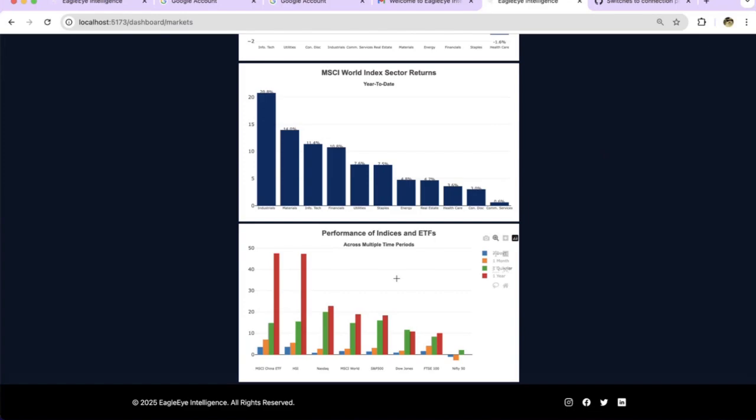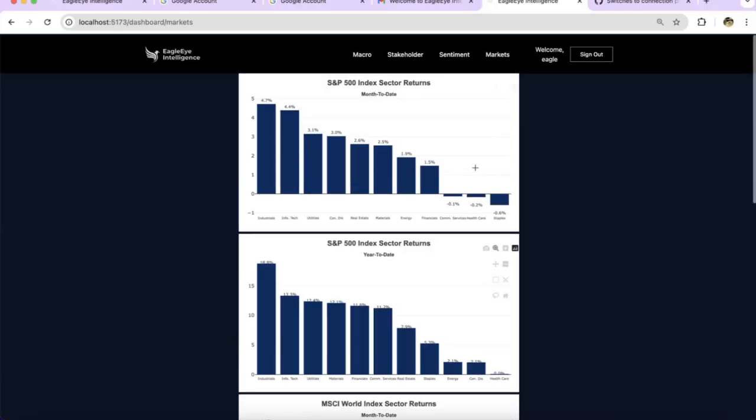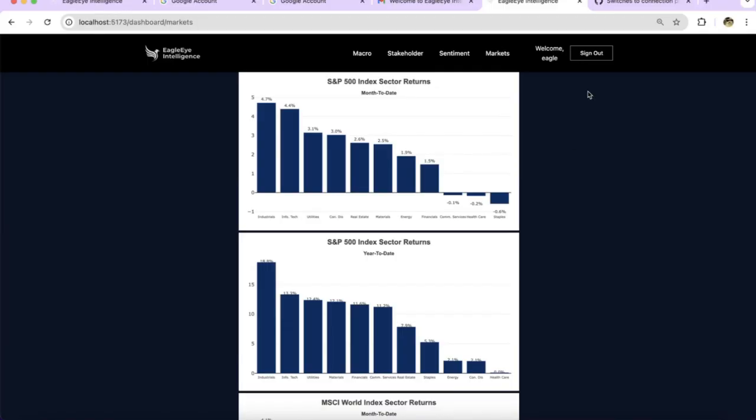Okay, then the next one, we look at different indices like your MSCI China ETF, your Hang Seng Index, which is the Hong Kong Stock Exchange, and then your Nasdaq, S&P, MSCI World Index, your Nifty 50, and your FTSE 100. Okay, and that's all for the markets part.